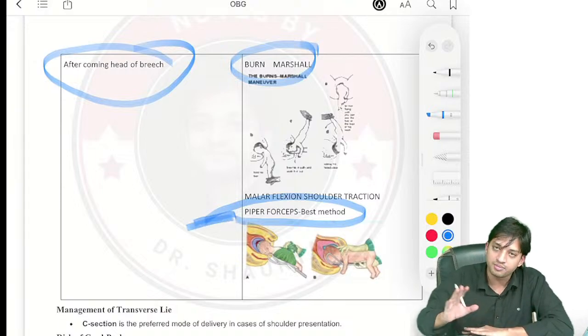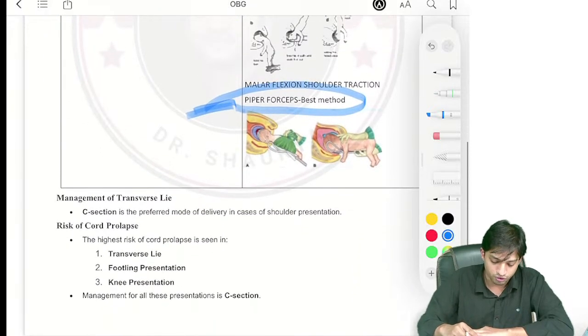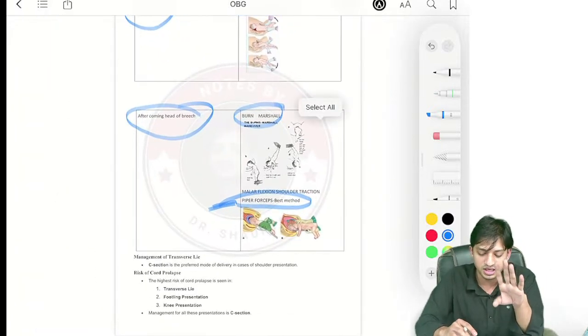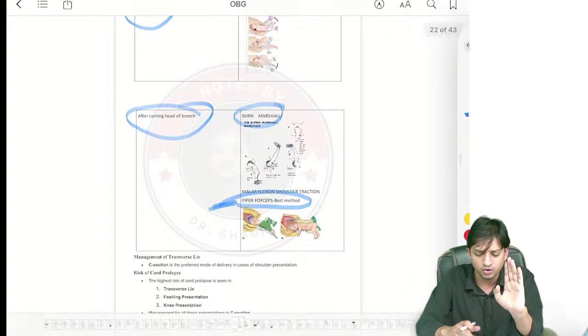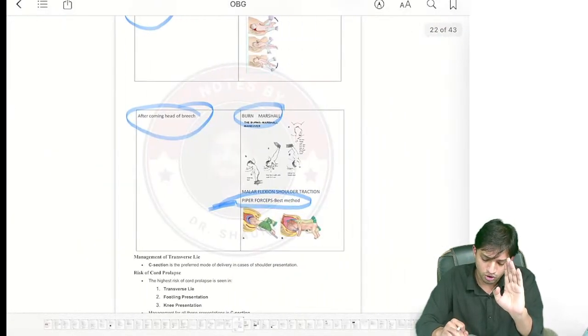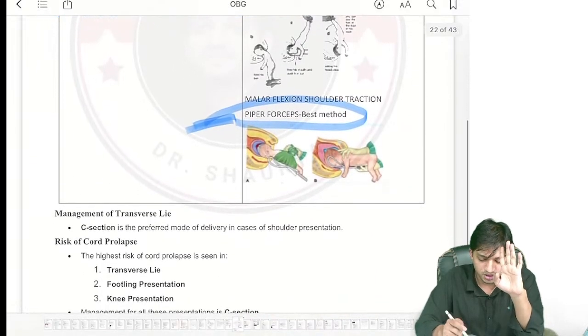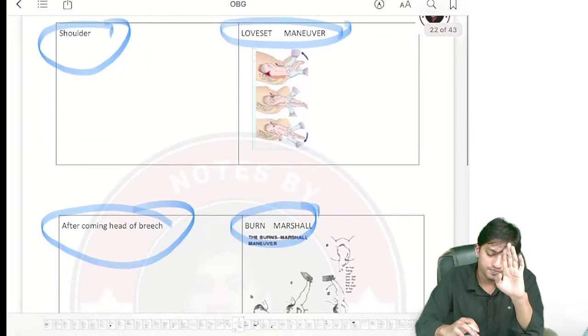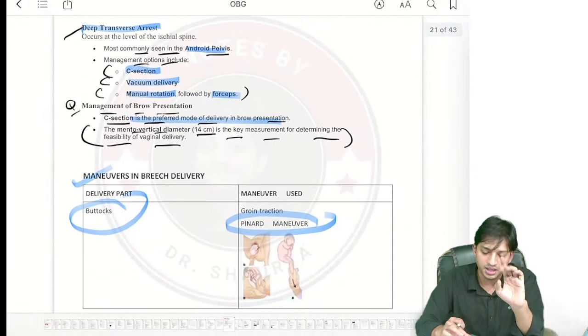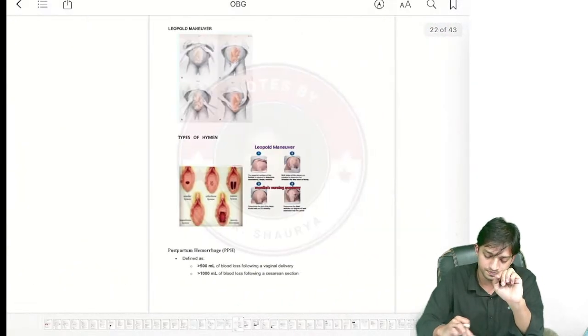Done after coming head of the breech. No need to go into very much detail. Just remember the names, revision class, and this is more than enough for your examination point of view. Nothing more you will have to remember. So after coming head of breech, Piper's forceps, the best method; shoulder, Lovset maneuver; and in the buttocks you will go for the Pinard's maneuver.